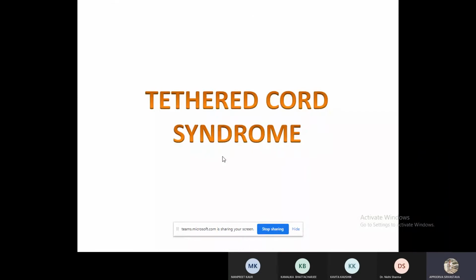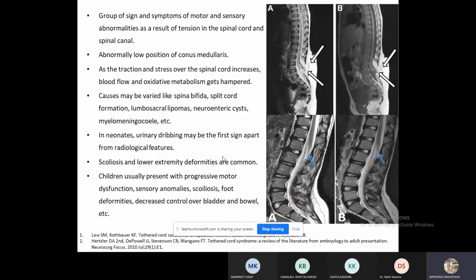Next is tethered cord syndrome. Tethered cord syndrome is a group of signs and symptoms of motor and sensory abnormalities as a result of tension in the spinal cord and canal. Abnormally low position of the conus medullaris is seen in such cases. As the traction and stress over the spinal cord increases, blood flow and oxidative metabolism get hampered. Causes may be varied, like spina bifida, split cord formation, lumbosacral lipomas, neuroenteric cyst, myelomeningocele, etc.